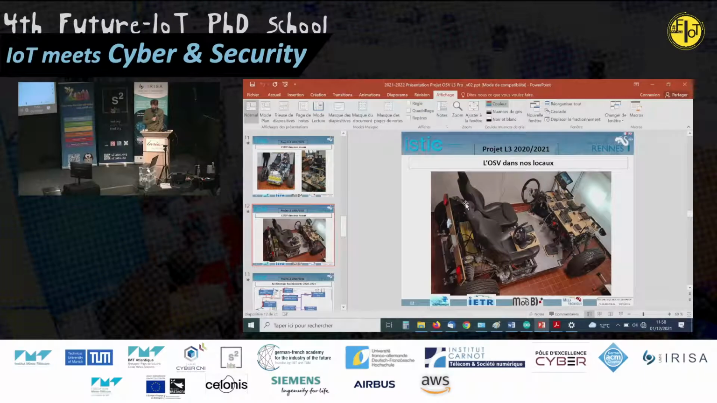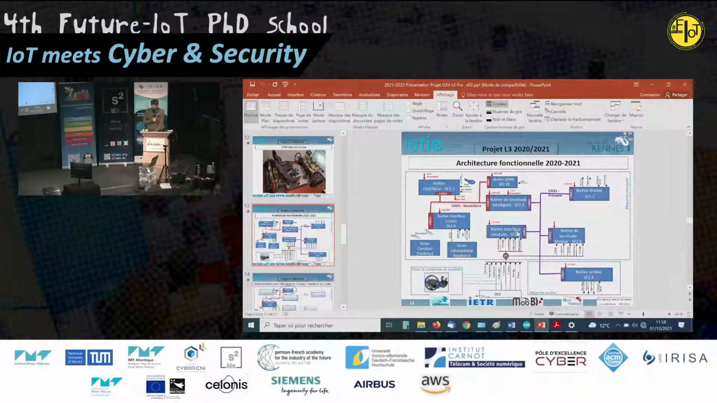Sur le véhicule, ça donne ce genre de choses. Vous voyez ici, on a un volant, on a la possibilité de simuler sur table le fonctionnement de l'OSV, ou de l'avoir directement sur l'OSV, ou comme c'est le cas dehors là, pouvoir faire comme si on était sur le véhicule réel.